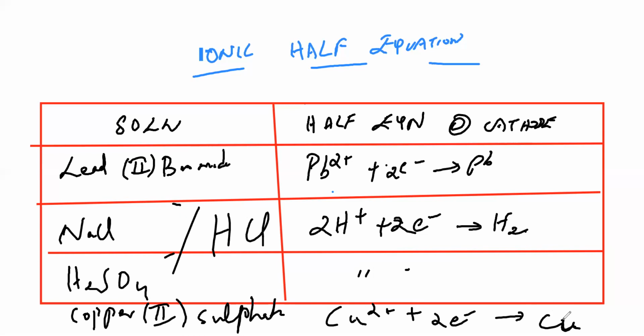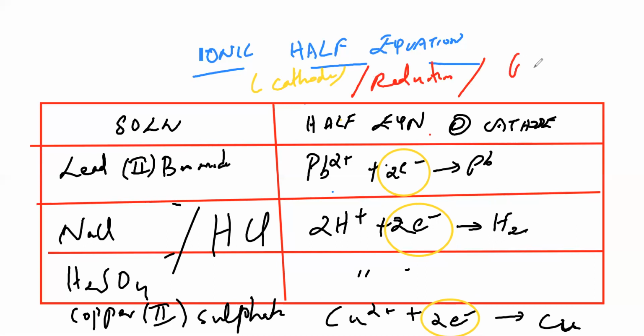So these are some of the half equations at the cathode. What is it at the cathode? It will gain electrons, plus 2e minus. Cathode is gaining electrons, or I can say reduction, gains electrons or takes electrons.